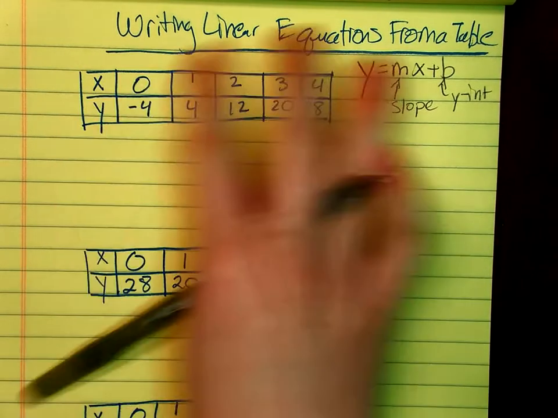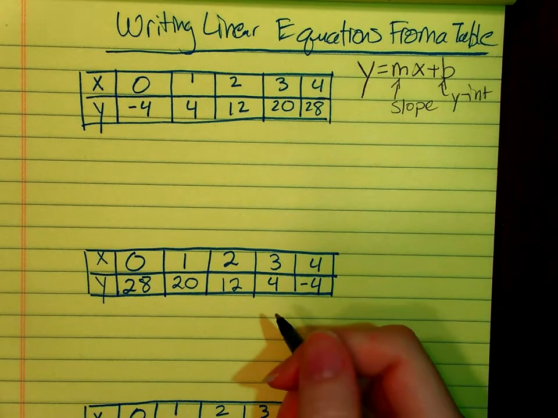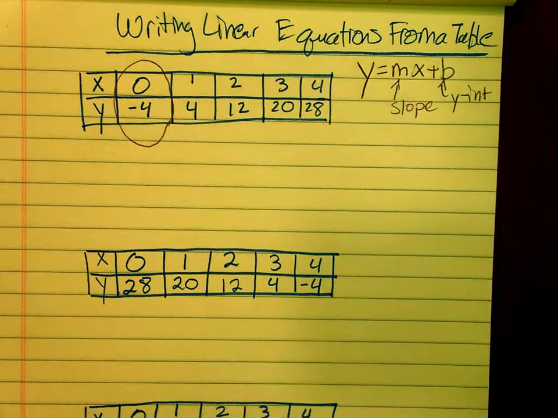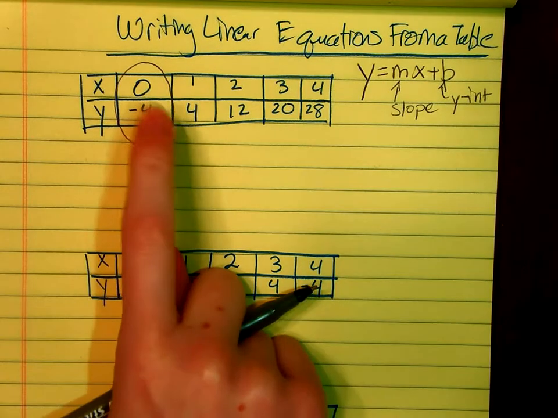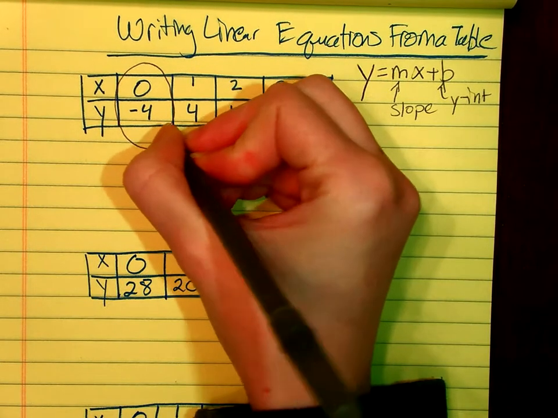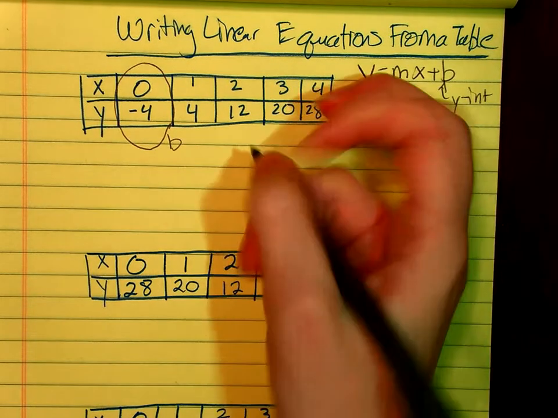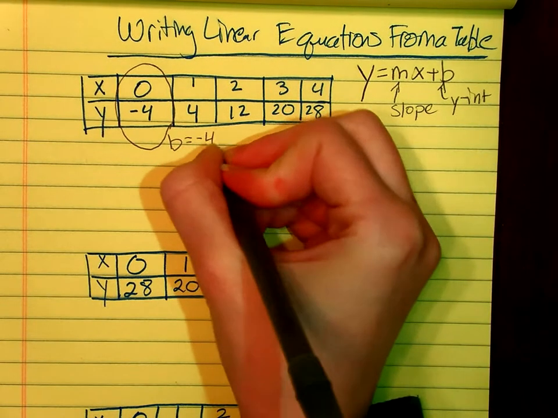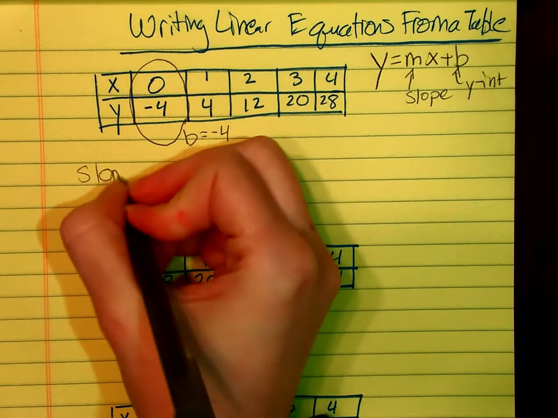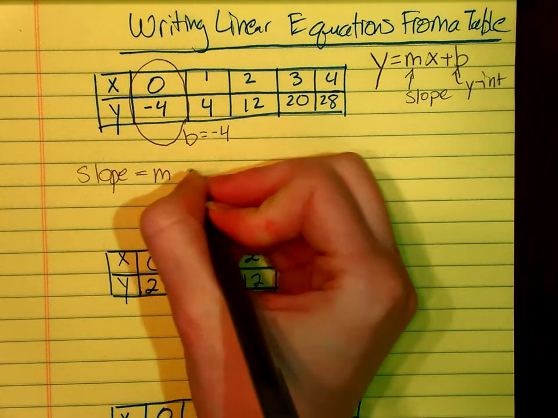Now in this first table, what is my y-intercept? My y-intercept always happens when x is 0. So my y-intercept is -4. So I'm going to go ahead and write down that that's my b. b is -4. Now I need to find my slope, commonly called the m.